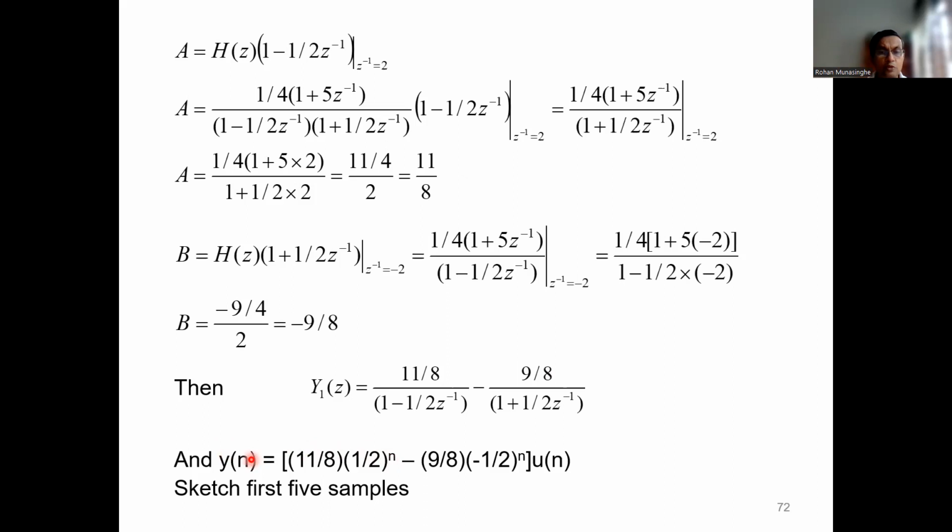Please take that down and calculate for me the first 5 samples, n equals 0, 1, 2, 3, 4. And if you want to calculate the 50th sample, n equals 50, put it there and figure that out.